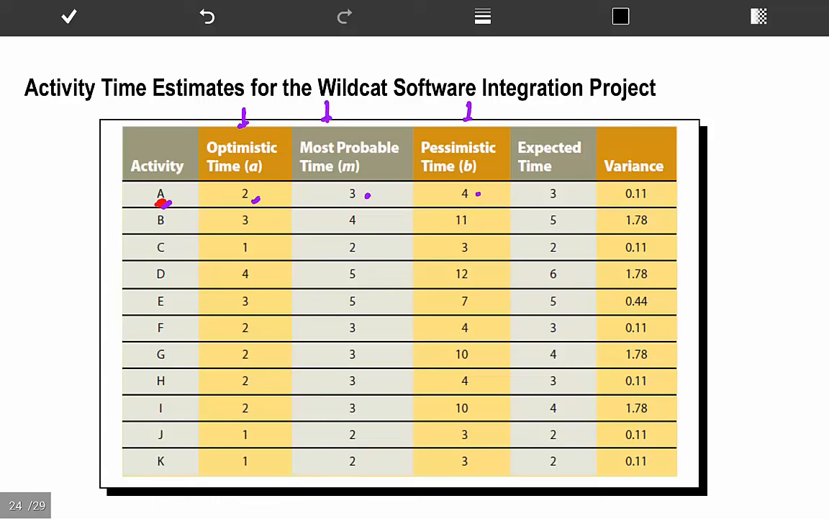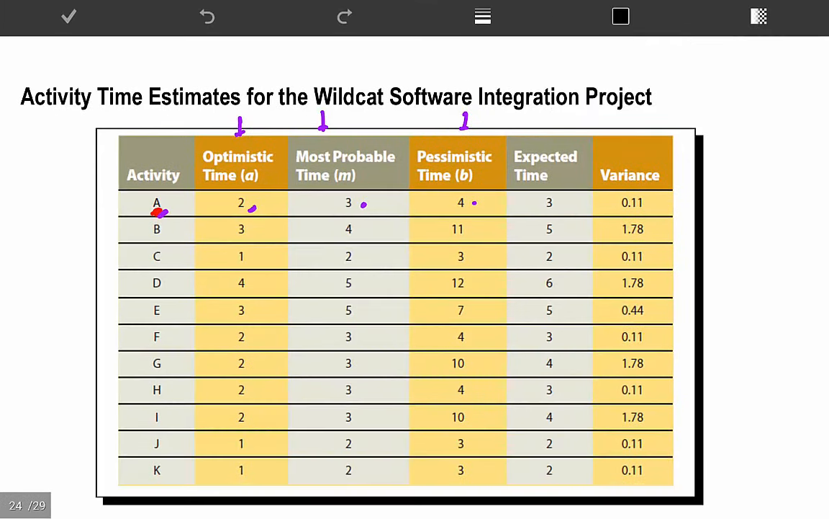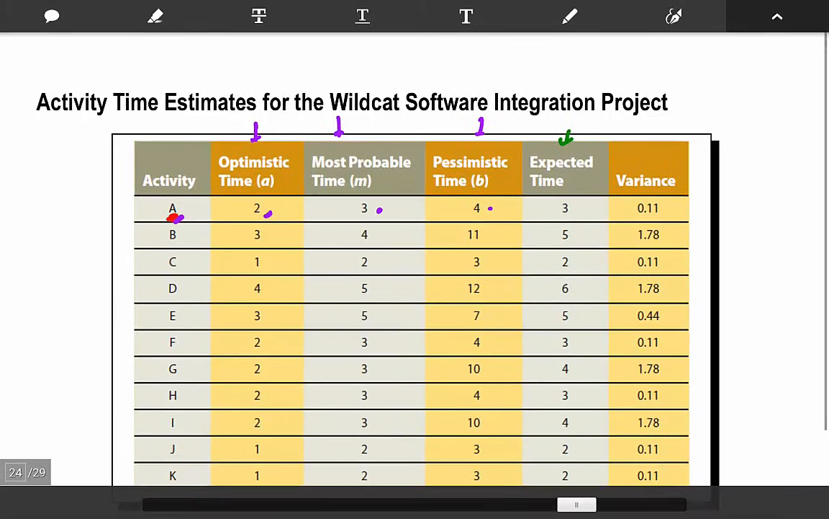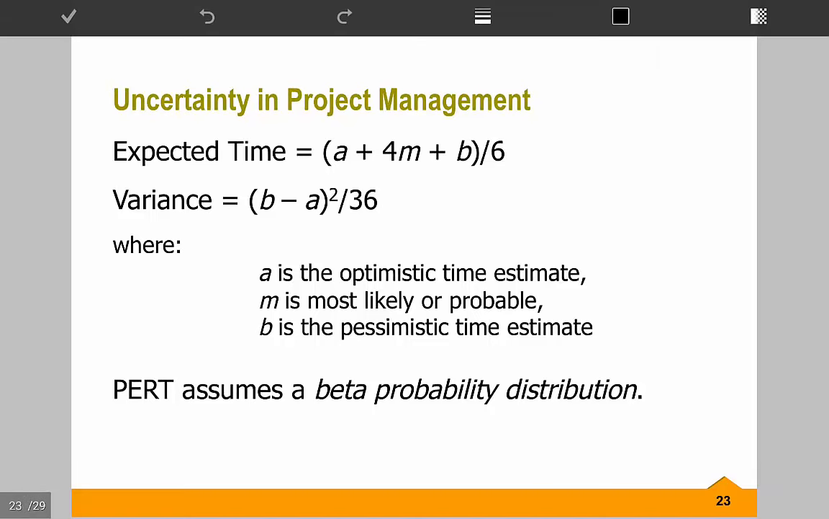An optimistic, we call it A. Most probable, we call it M. Pessimistic, we call it B. So what we do is we find an expected value for each activity. The formula we use for that is expected time is A plus 4M plus B divided by 6. Basically, you use 1 part of your optimistic view, 4 parts of your most likely, and 1 part of the pessimistic view.